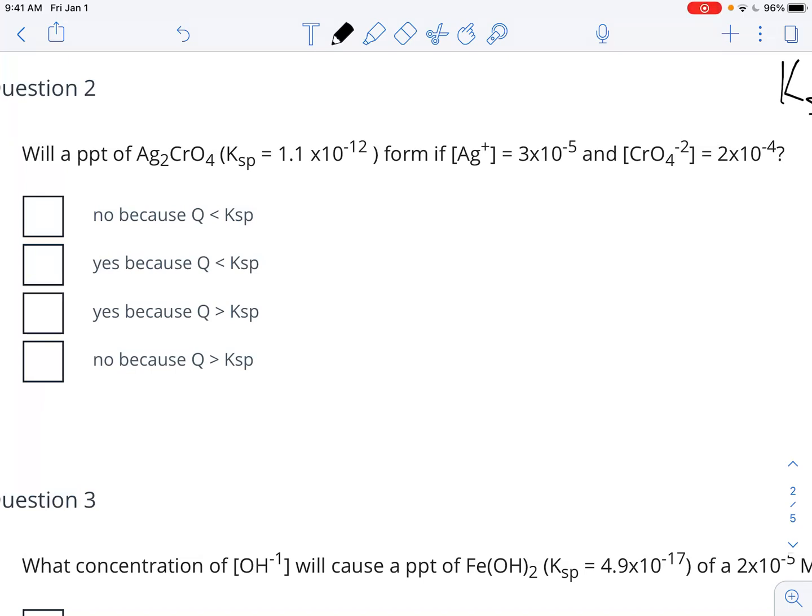Question 2 is the exact same thing as question 1, except that the format is a little bit different. It wants to know if a precipitate of silver chromate is going to form. All right, so let's check it out. We start all these problems out in Ksp the exact same way.